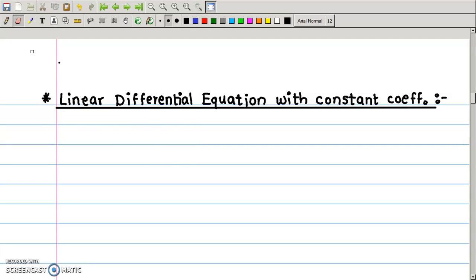Hello friends, in the previous module we have discussed linear differential equations, their general form and their classification with respect to the nature of coefficients. If the coefficients in the linear differential equation are constant, then it is known as a linear differential equation with constant coefficients, and it is given by the general form phi of D y equal to f of x, where phi of D is the auxiliary polynomial having degree n, where D is the differentiation operator.